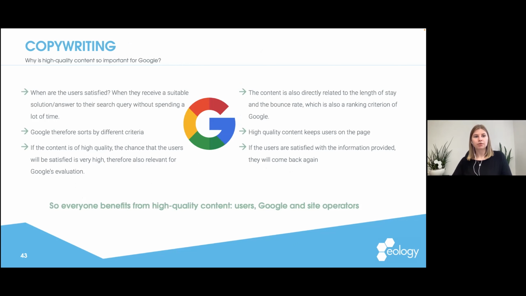Then for the copywriting, for creating text and contents, we have to think about why high quality content is so important for Google. Google says it's high quality content when the users are satisfied, when they receive a suitable solution and a suitable answer to their research query without spending a lot of time. So your content is directly related to the length of stay and the bounce rate, which is also a ranking criterion of Google.